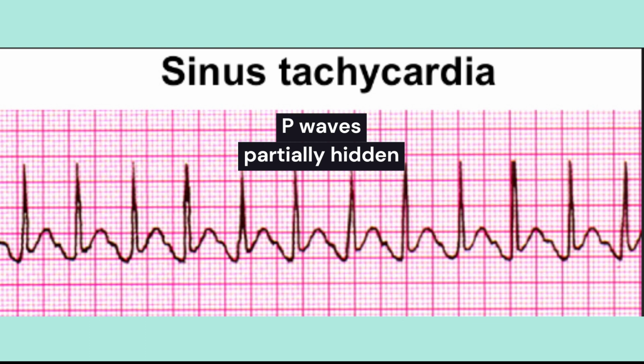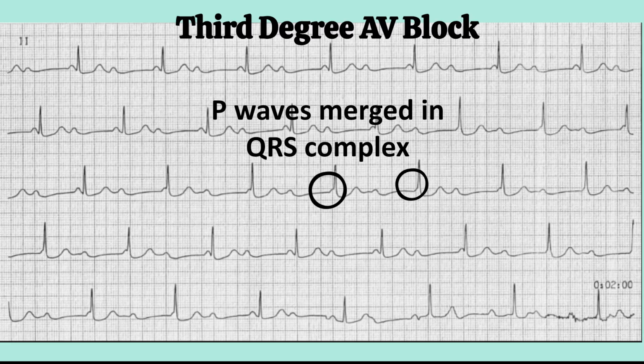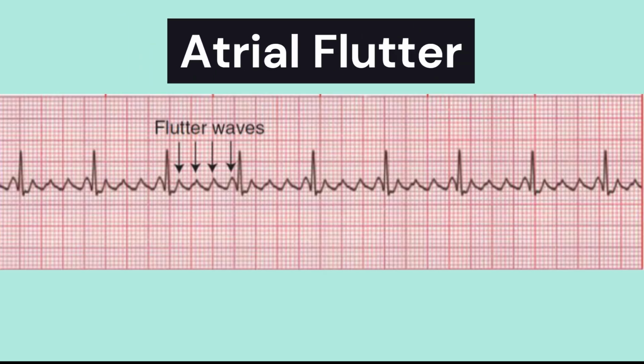P waves will often be hidden by any rapid tachycardia. P waves may also occasionally be hidden within the QRS complex or T waves in third degree AV block and in AV dissociation. At very high atrial rates, such as atrial flutter, P waves may not be apparent because they become distorted.